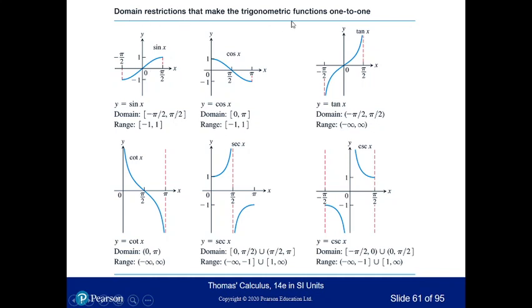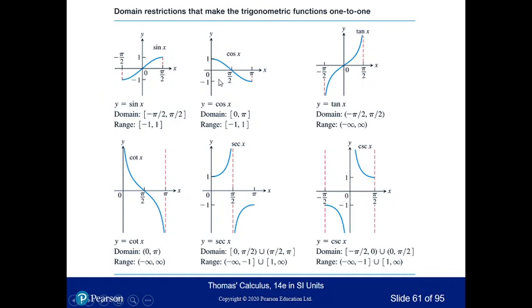Okay, look at the title. The title says domain restrictions that make the trigonometric functions one-to-one. Usually sine x is not one-to-one, but if you restrict the domain to negative pi over 2 to pi over 2, and if you apply the horizontal line test, it passes. So y is equal to sine x is actually one-to-one on this interval.